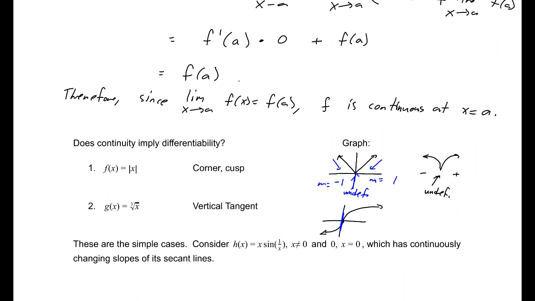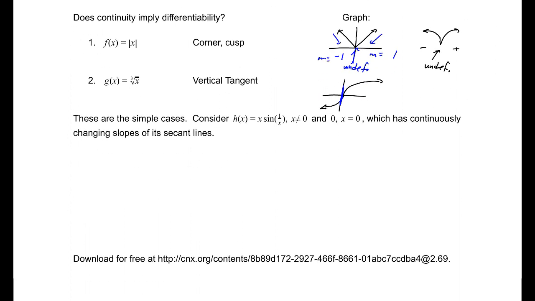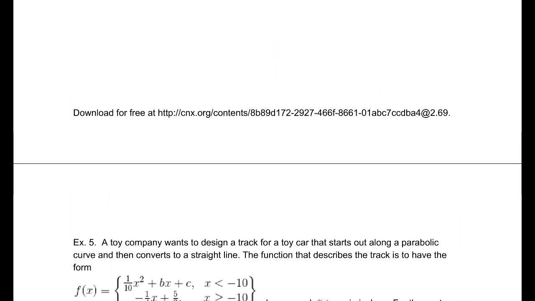All right, now these are some simple cases. There's actually a function that's used in the book, h of x equals x times sine of 1 over x when x is not 0, and 0 when x is 0. And this has continuously changing slopes, positive, negative, positive, negative. So these are simple examples, but look for each of these things. Look for vertical tangent lines and corners and cusps, and check out the book.